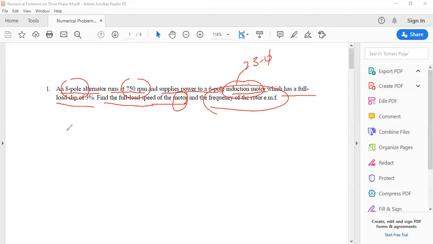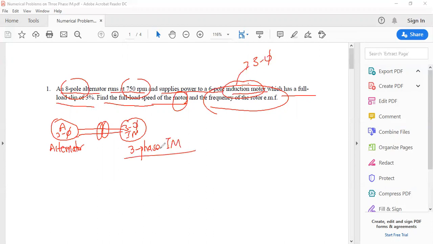Let me write it as a diagram. This is an alternator, a three-phase alternator, supplying power to the 3-phase induction motor. They are coupled in such a way that a coupling is provided between the alternator and the 3-phase induction motor. The alternator has 8 poles and is rotating at 750 RPM.